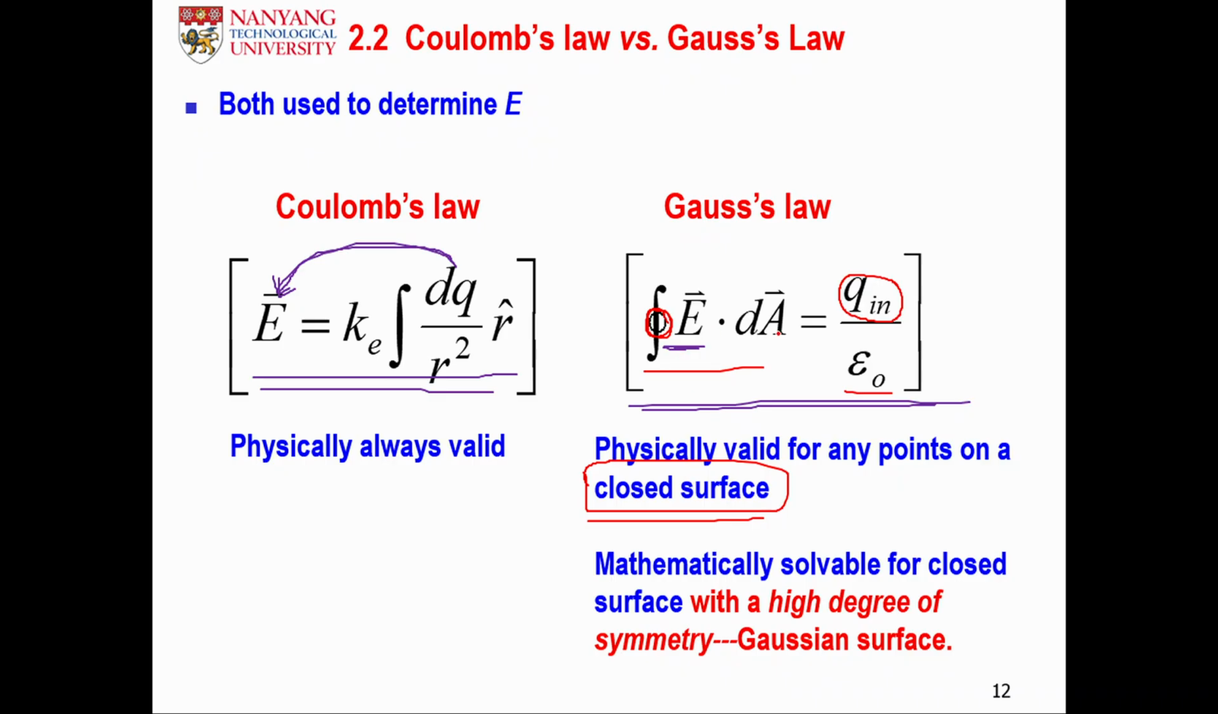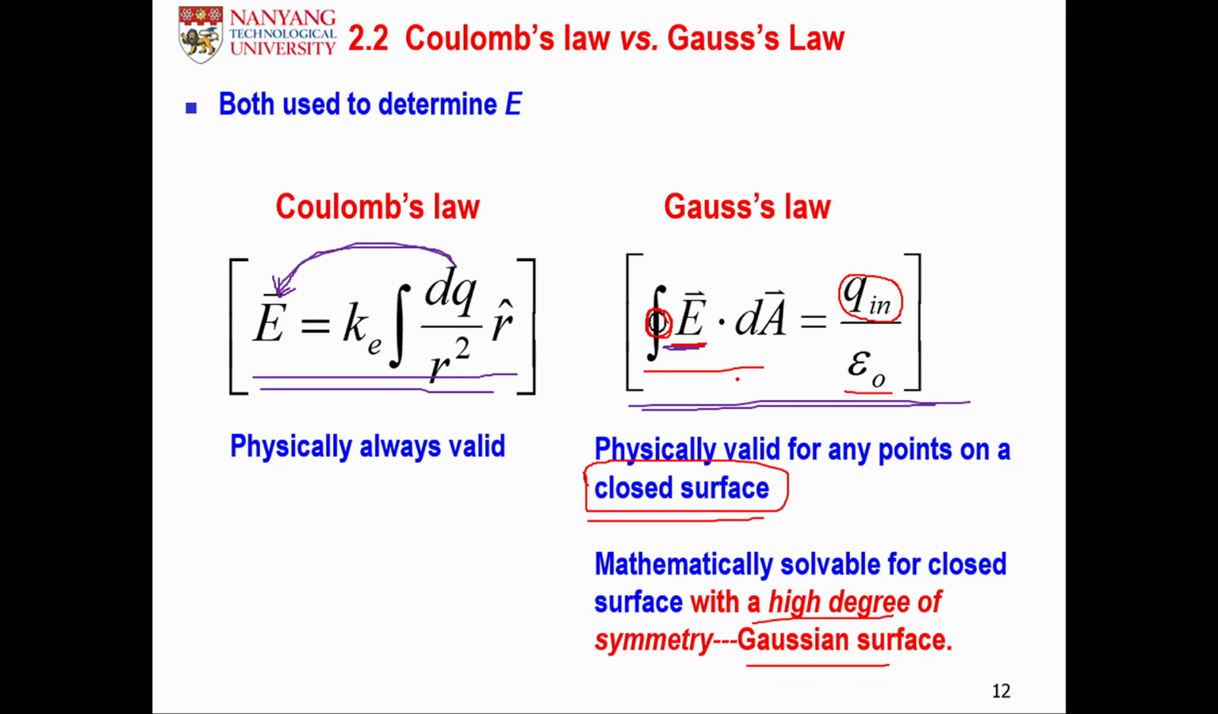And the second thing, more importantly, in order to use this Gauss's law or use this formula to determine this E, this closed surface cannot be any arbitrary closed surface. It has to be some kind of closed surface with a high degree of symmetry. And if you can define this kind of closed surface, then that is what we call the Gaussian surface.